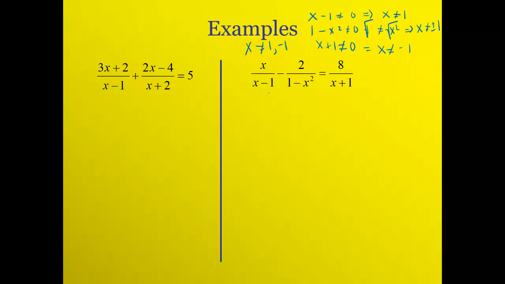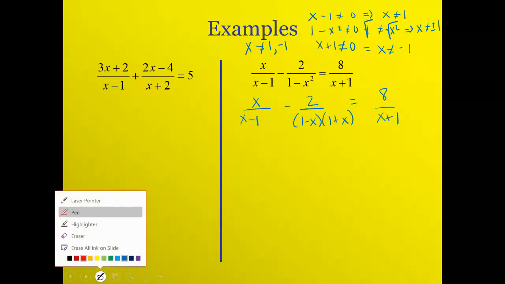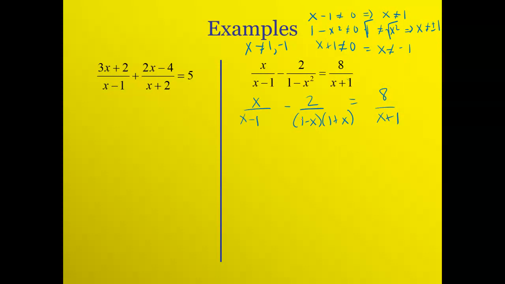Okay? So I can actually factor this. This is a difference of squares, and so I'm going to do that in my first step. x minus 1 minus 2 times 1 minus x, 1 plus x. Oh, isn't that just that? Good thing I did that, right? And then 8 over x plus 1. I'm going to do a little more before I start multiplying through by things. I'm going to change this one right here. I'm going to factor out a negative 1. Okay, and when I do that, this becomes positive, this becomes negative, this becomes positive.